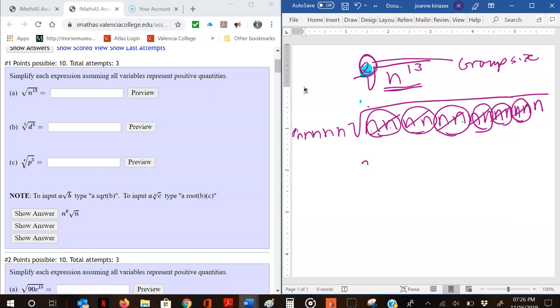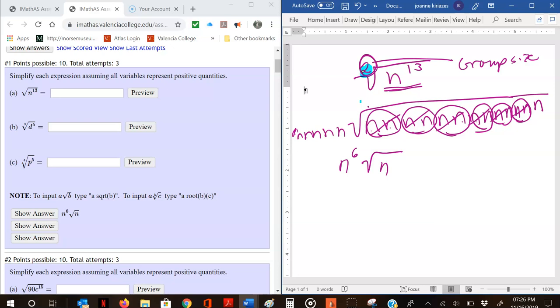So underneath the radical, all I'm left with is an n. Everything else has been circled. And then in front of the radical, I have 1, 2, 3, 4, 5, 6 n's, which could be written as n to the 6th.